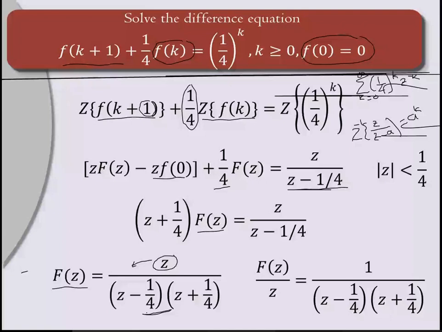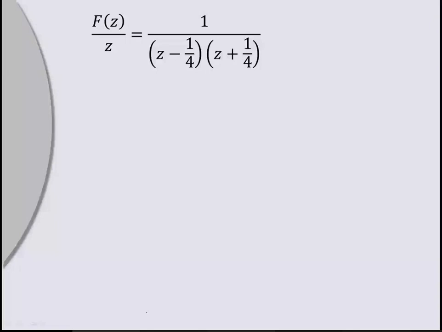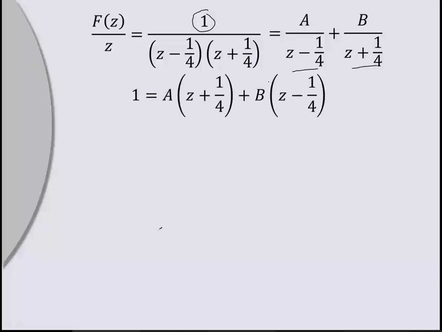F of z by z is equal to 1 upon z minus 1 by 4 into z plus 1 by 4. That we can write as a upon z minus 1 by 4 plus b upon z plus 1 by 4. Now do the cross multiplication. Here we have 1, so 1 is equal to a into z plus 1 by 4 plus b into z minus 1 by 4.